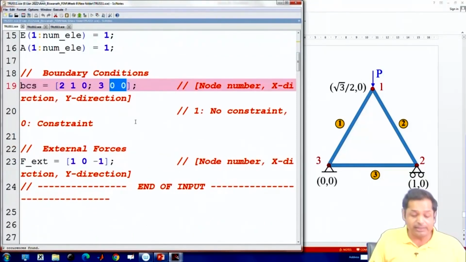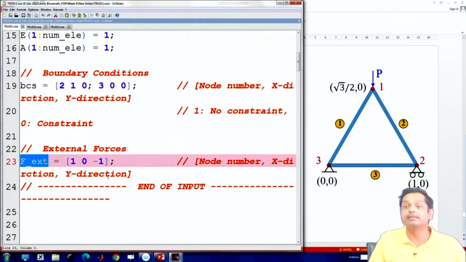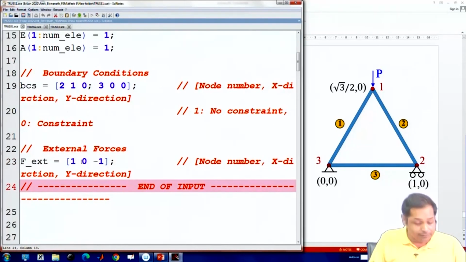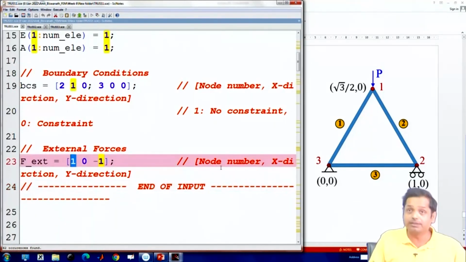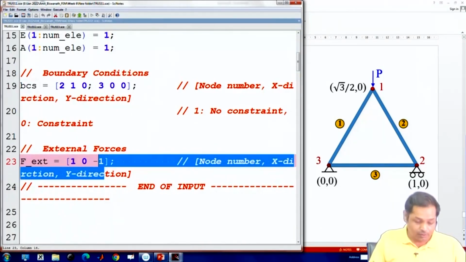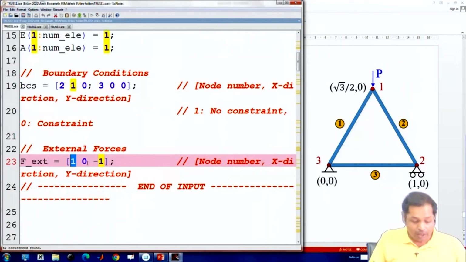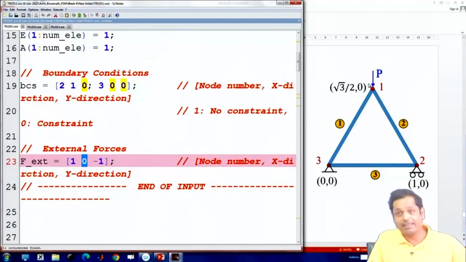Now, next information is the forces on the structure. What forces do we have? F external is a vector which tells you the external forces we have on the structure. The first entry is the node number at which the external force is there. We have an external force at node number 1, so it is node number 1. How much force is there? There is no force in x direction, so the x component is 0. We have a force in y direction, it is P. Let's take it as -1. So this is -1.